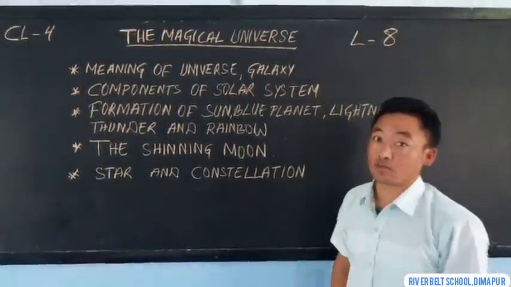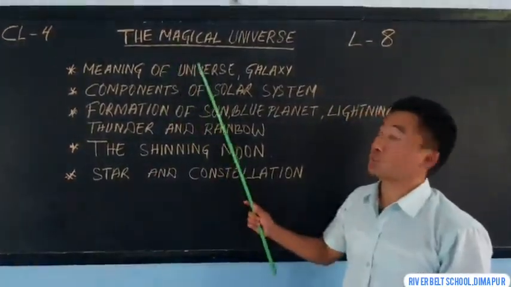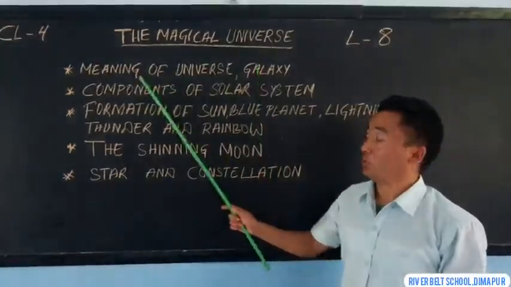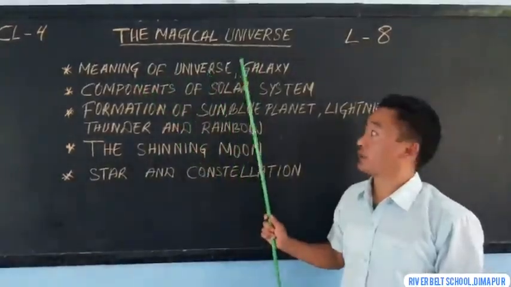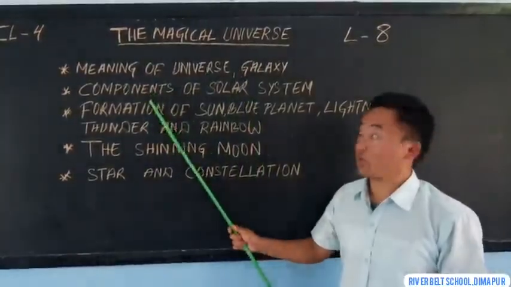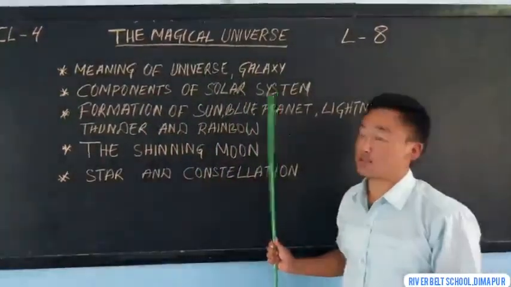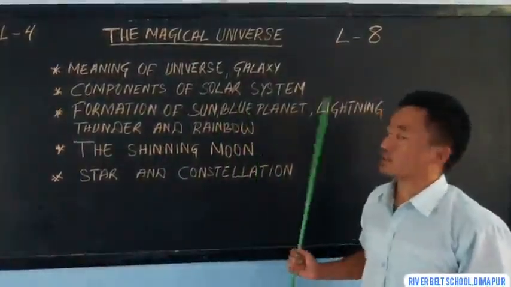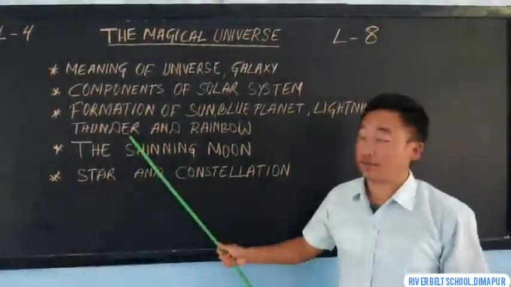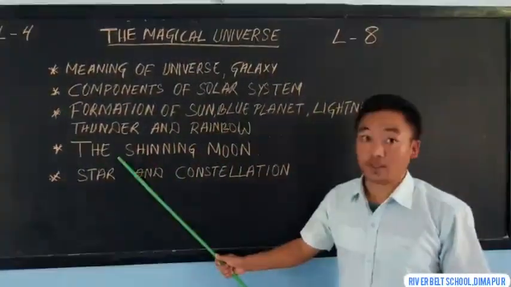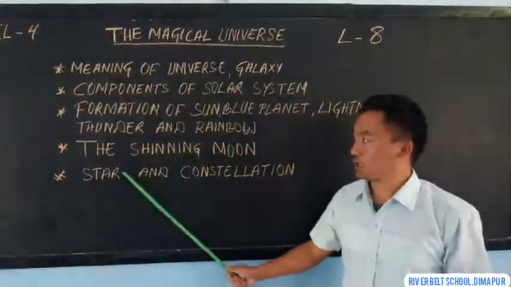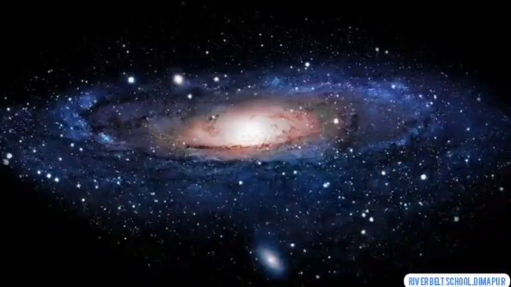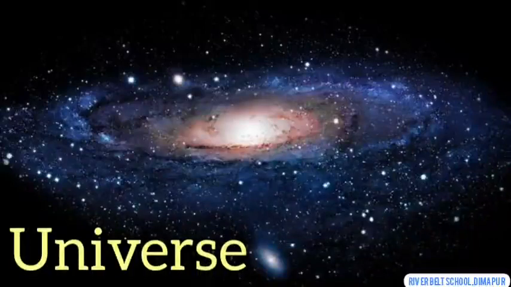Today let's talk about the topic, the magical universe. In this chapter you're going to learn about the meaning of universe, galaxy, components of solar systems, formations of sun, planets, lightning, thunder and rainbow, the shining moon, lastly star and constellation. Now let us begin with the topic universe.